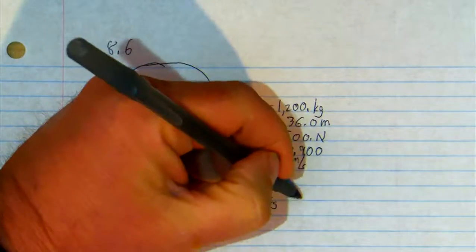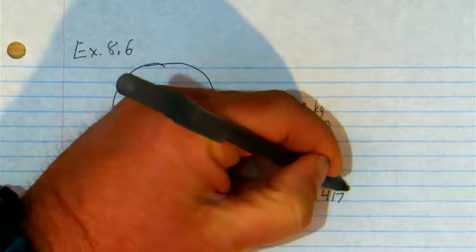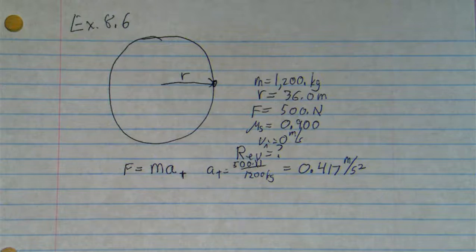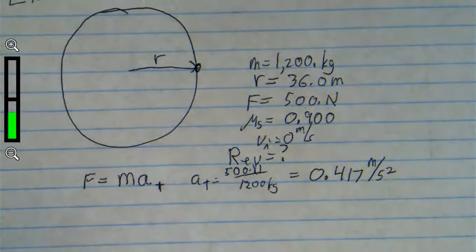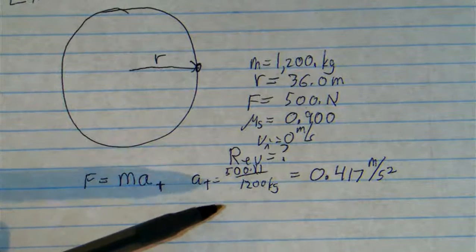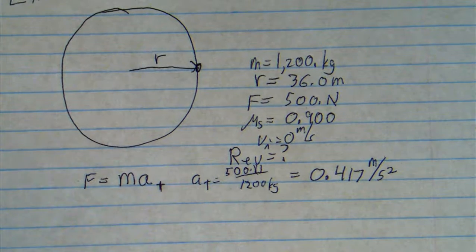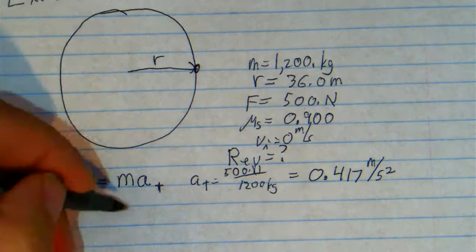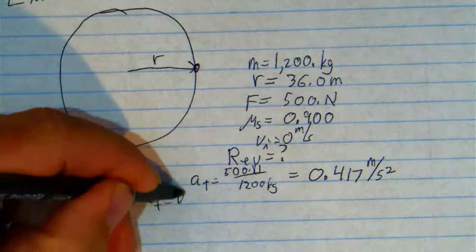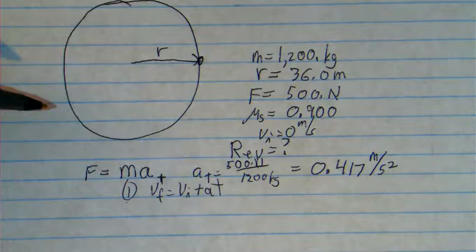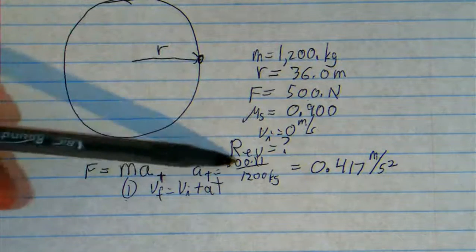And we're going to do this to 3 sig figs. I get 0.417 meters per second squared as the acceleration tangentially of this car, beginning from rest. Tangentially, I can treat the car as if it were going in a straight line and use any of the 4 kinematic equations, such as final velocity equals initial velocity plus acceleration times time. And all 4 of them are applicable because this is a constant acceleration.